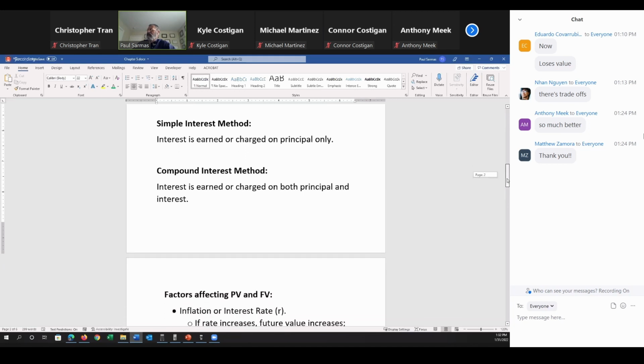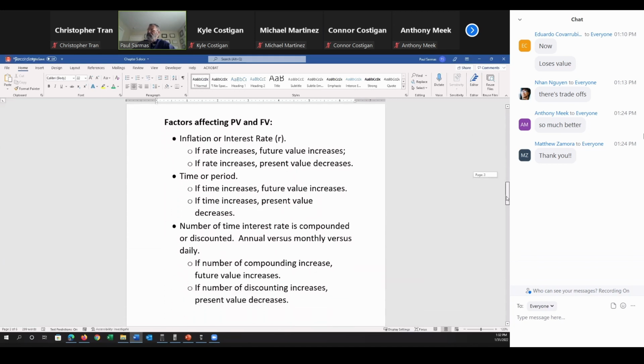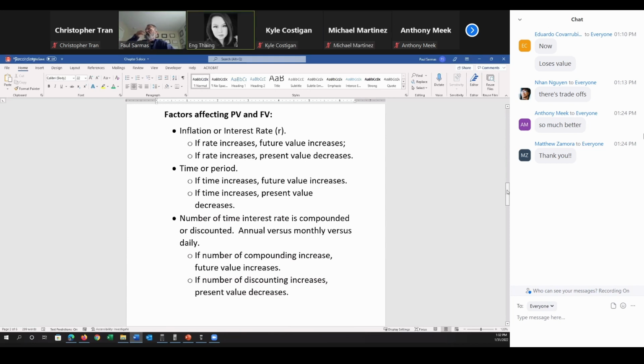Any questions? So like credit cards now are mostly compound interest methods? All of them are compound interest methods. Okay. You stay with me because I'm going to say something about the credit card in a moment. In fact, it's on this page, the last bullet.